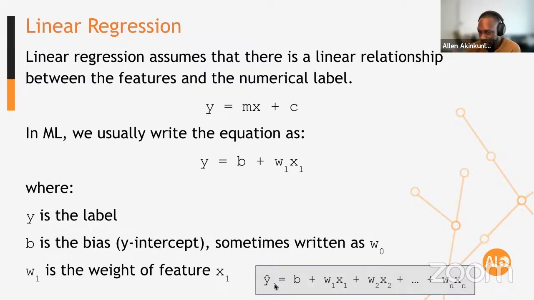Now, this is, for example, a more complex equation. So this is your bias. This is the weight of the feature X1. This will be the weight of feature X2, all the way to the weight of feature Xn, because you could have n number of features.